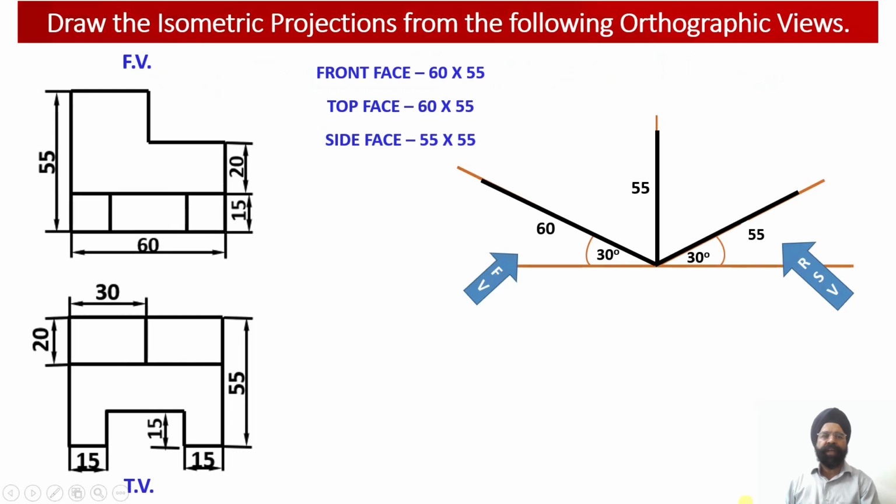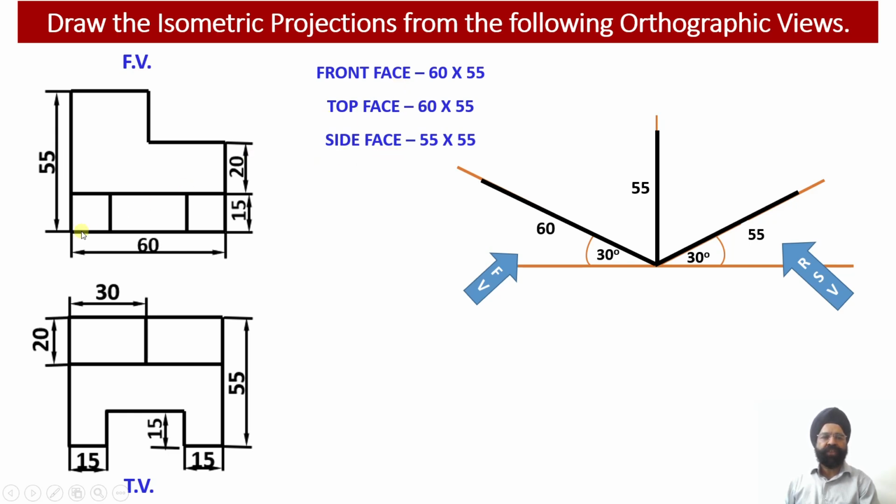Now here we have been provided with the two orthographic projections of the solid, that is the front view and the top view. So using the information available with us through these two orthographic projections, we are required to draw the isometric projections of the solid. Now in the isometric projections, the front face, the side face and the top face of the solid will be clubbed into a single 3D isometric construction.